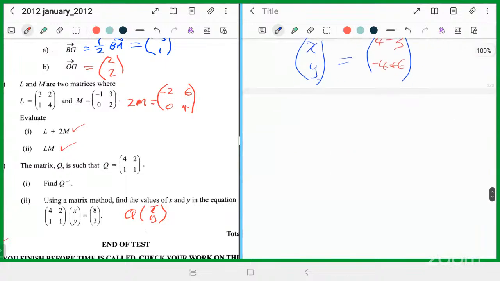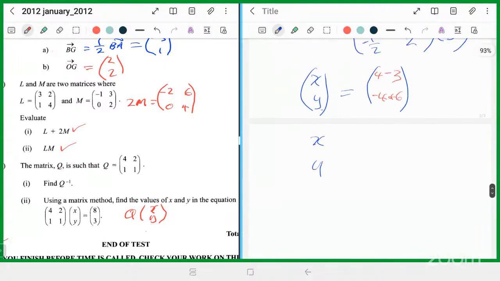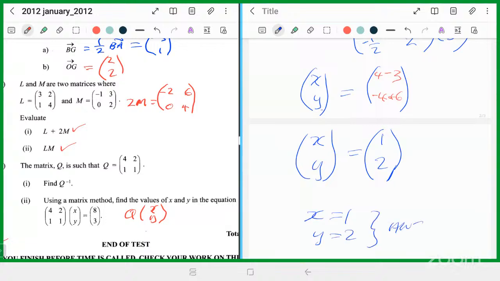So the final result is that XY is equal to 4 minus 3, which is 1, and 6 minus 4, which is 2. But don't leave this as the answer, that's not the answer. The answer is when you state the value of X and the value of Y. So you have to say X is equal to 1 and Y is equal to 2. And you present this as your answer to the question. That is it. Very good.